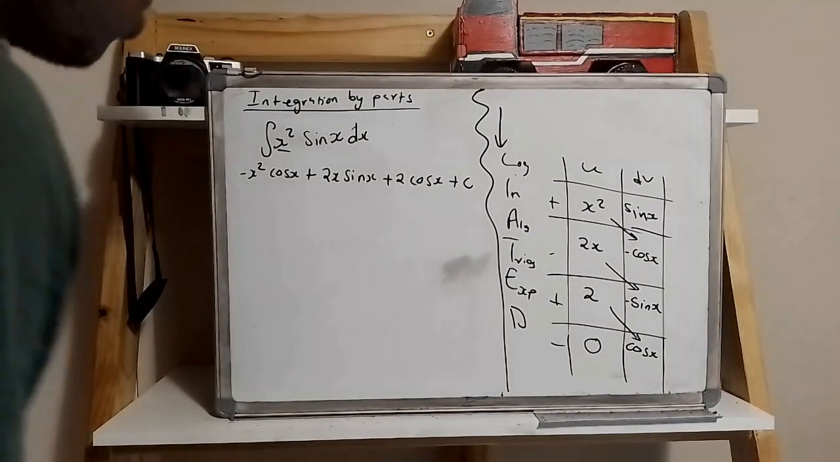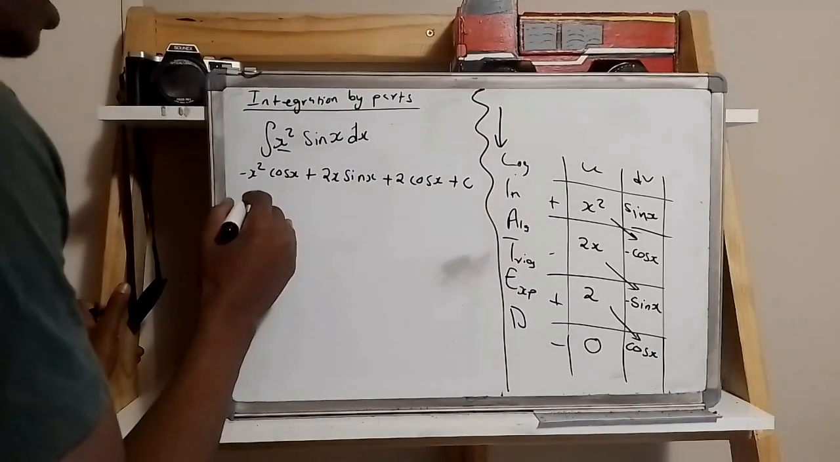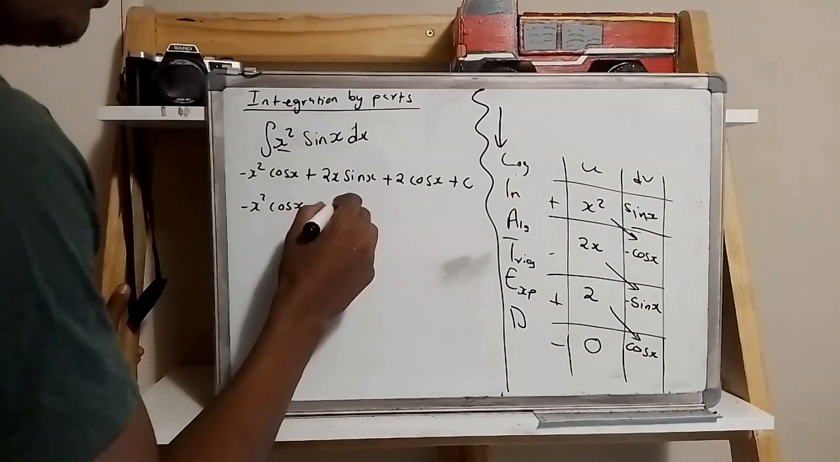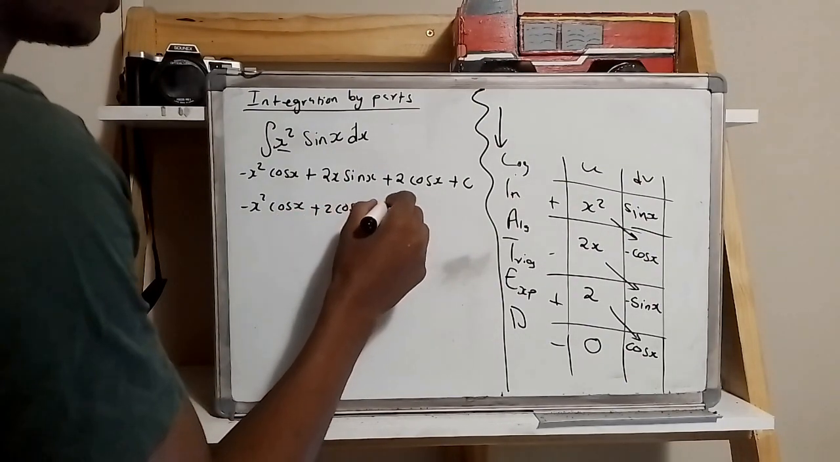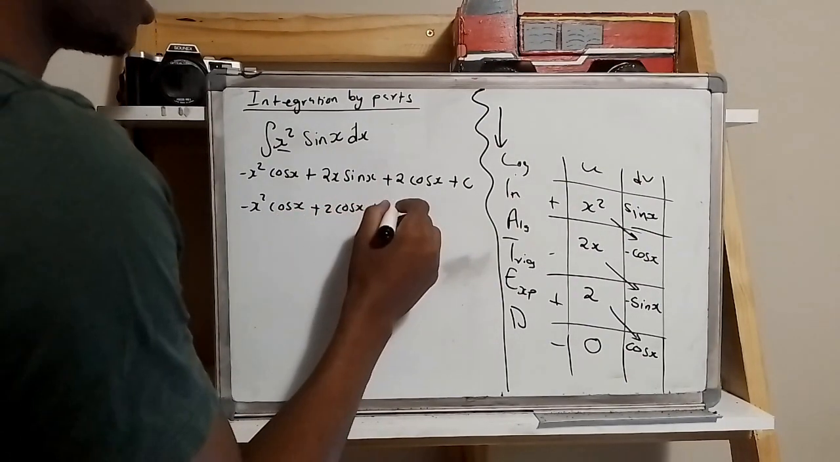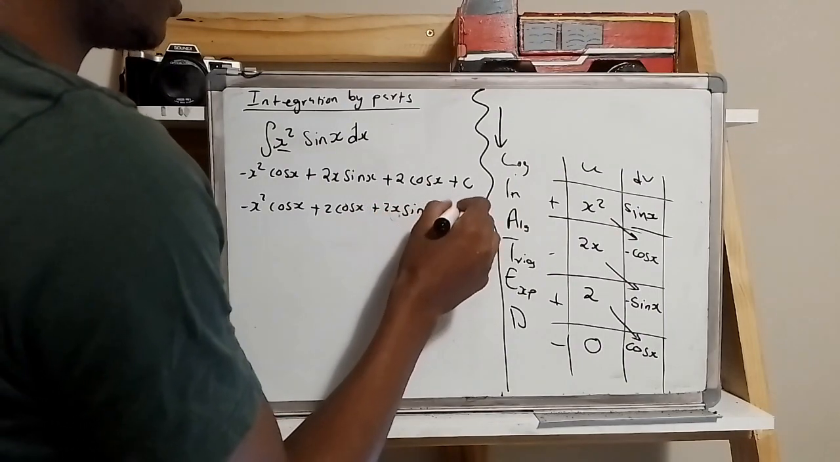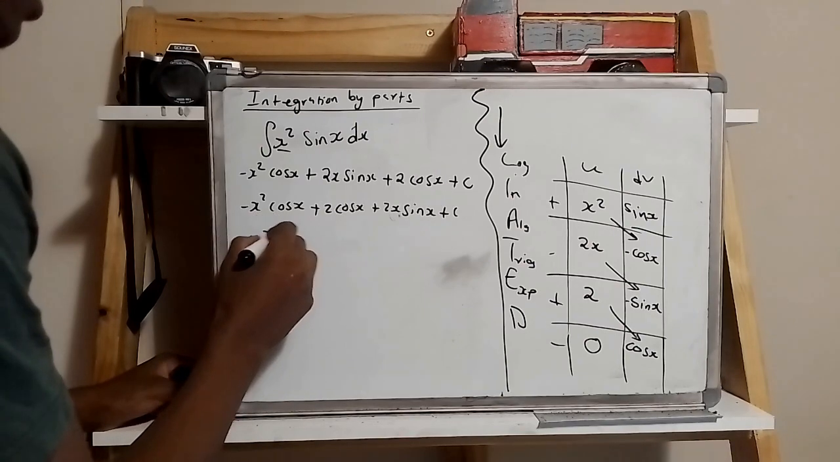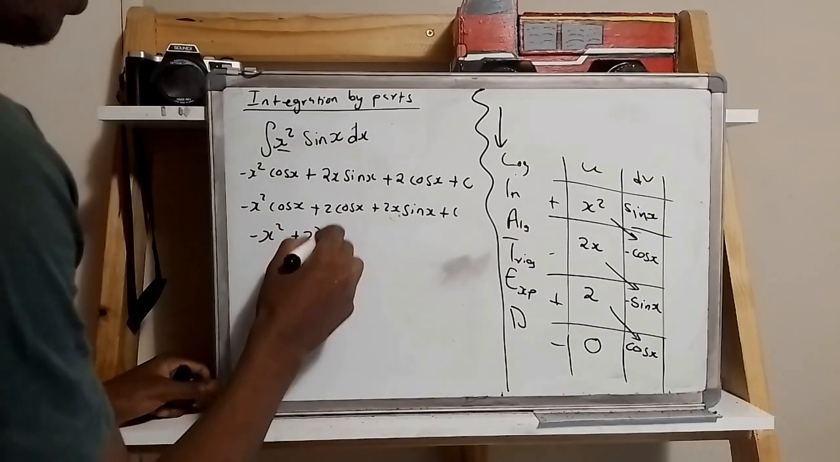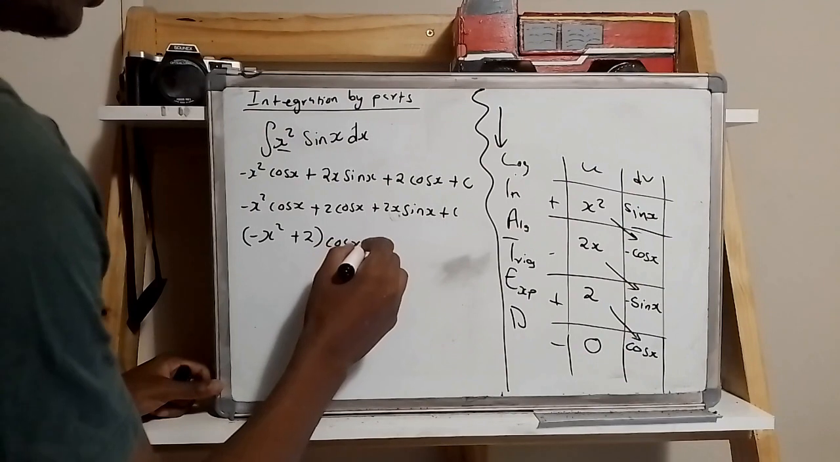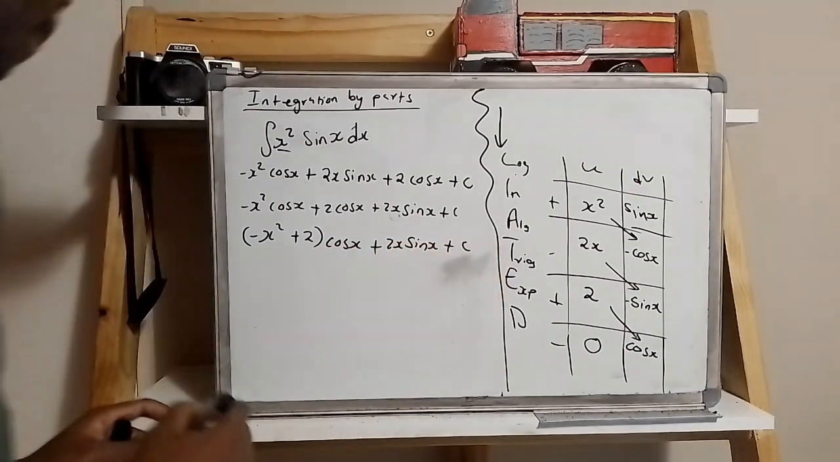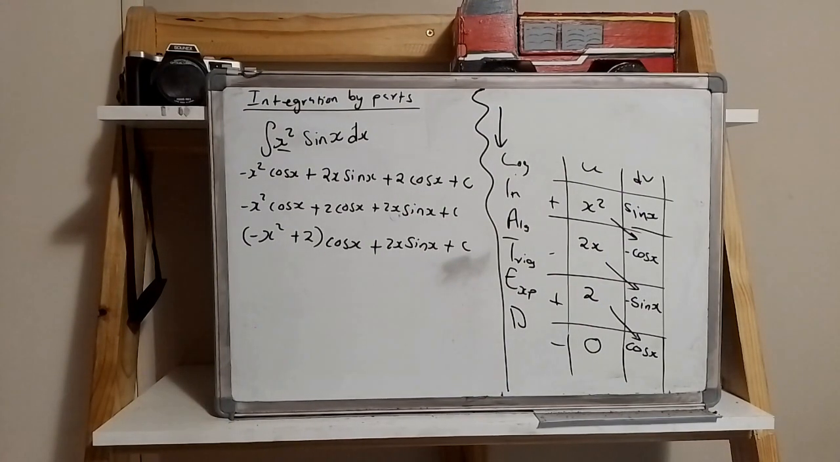If you want to go further, you can rearrange the terms: negative x squared cos x plus 2 cos x plus 2x sine x plus c. Then I can see that cos x is common here, which will give me negative x squared plus 2, times cos x, plus 2x sine x plus c. That is my solution. I hope you understand. Let's move to the next question.